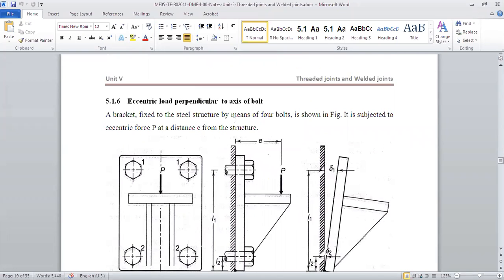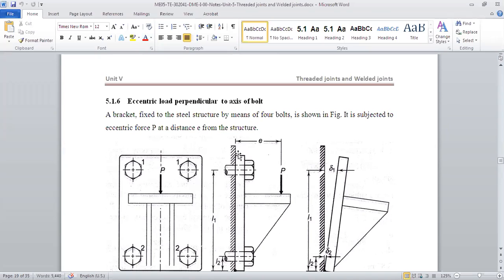Now here, this is a similar eccentric load, but this time it will be perpendicular to the axis of the bolt. If it is parallel to the axis of the bolt, we have a different kind of stresses. If it is perpendicular to the axis of the bolt, we have a different kind of stresses. And if it is eccentric, it is away from the center of gravity, then we will have the double shear we have seen. So today we will see a load which is not in the plane of the bolt, but which is perpendicular to the axis of the bolt.